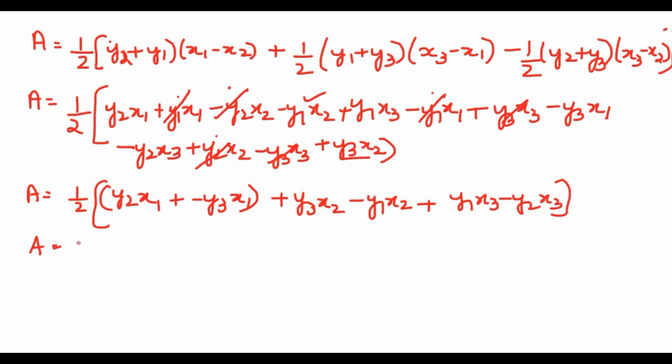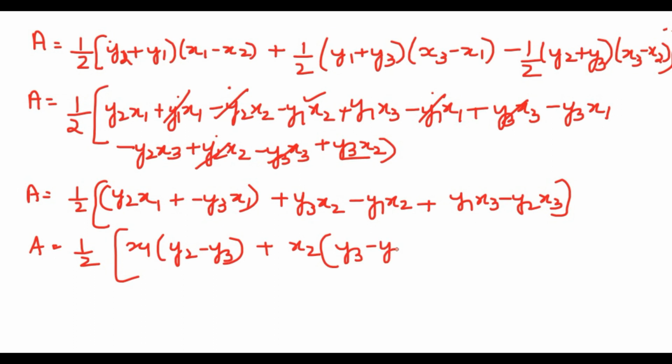Now I'll take outside x1 from these terms. So if I take outside, I have y2 minus y3. This is my first term. Now x2 I am going to take outside. So I have y3 minus y1. From this I am going to take outside x3. So I have y1 minus y2. So I got my area of triangle formula.